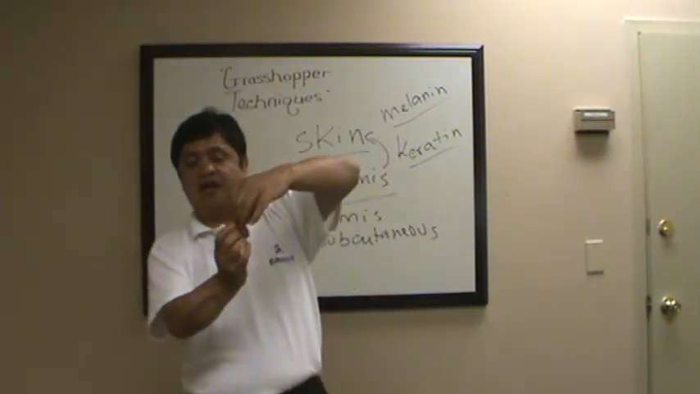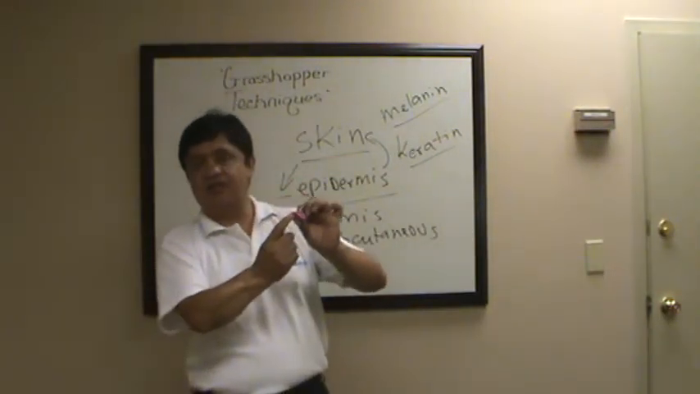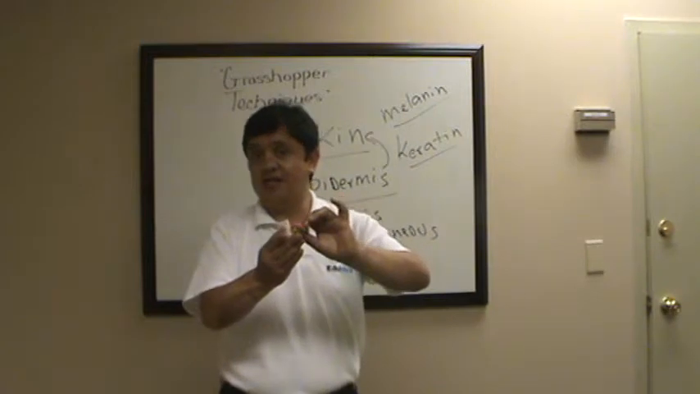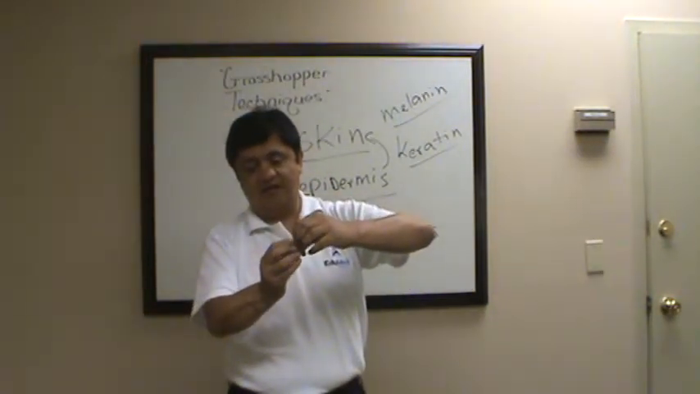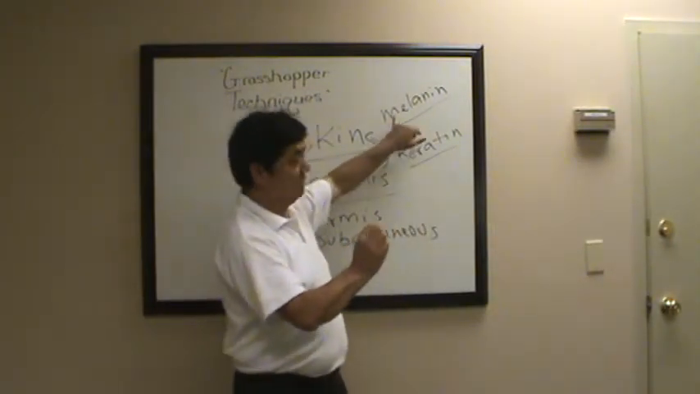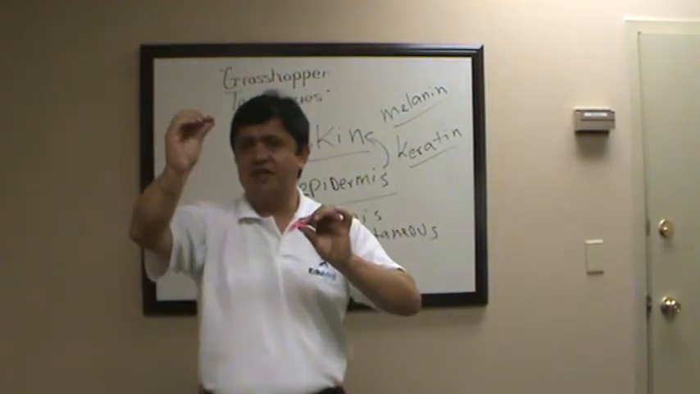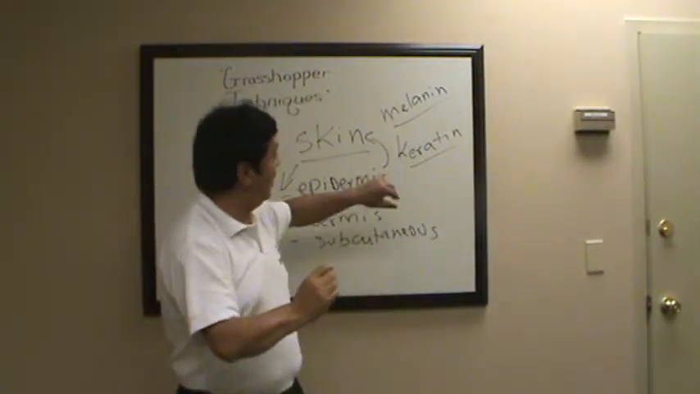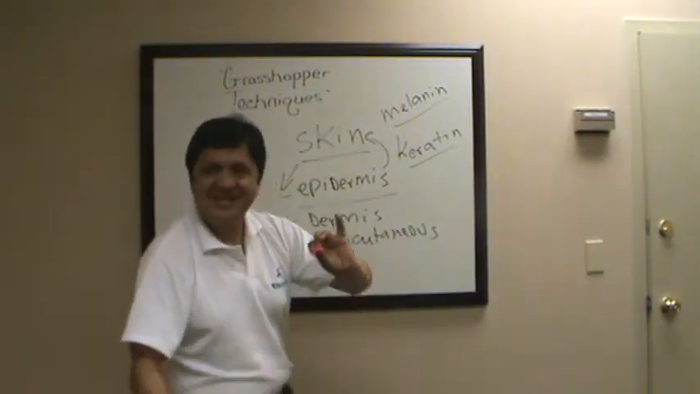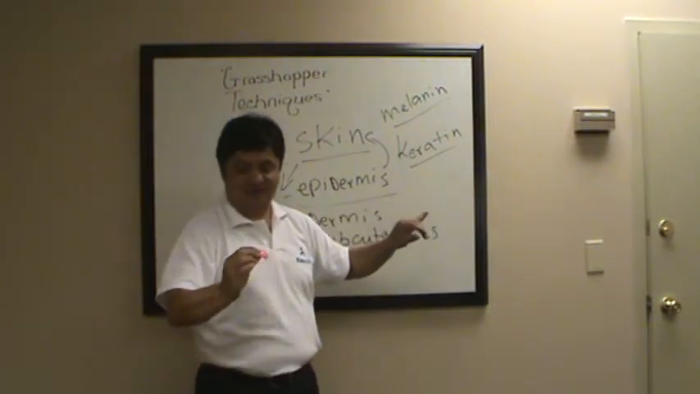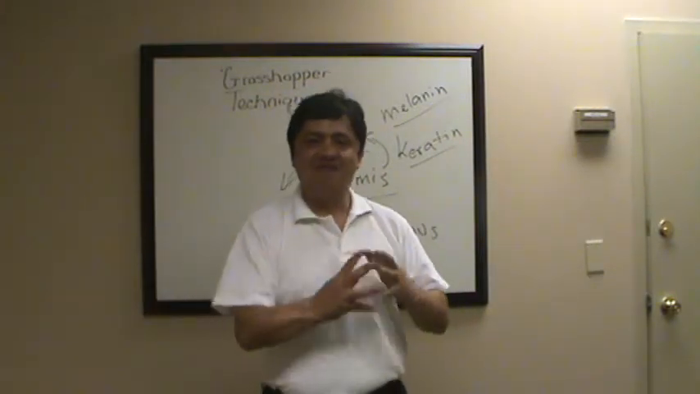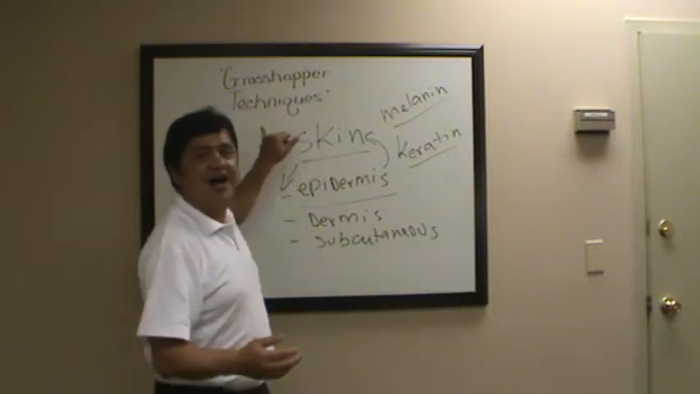The first layer is called what? Epidermis. The middle layer is called what? Dermis. And the third layer is called the subcutaneous. So, let's talk about the first one. The epidermis has 2 parts. What? Melanin, which color is that? It's black. Then we have the waterproof protein. I'm sure you're laughing at this. It's called keratin. If you want to learn something else, wait for my next video on these grasshopper techniques.